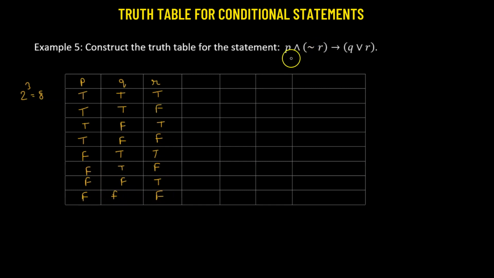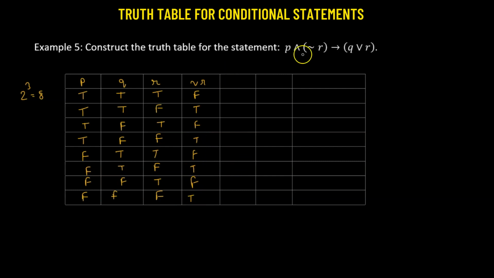Okay, let's begin from left to right. So we need to take care of the negation of R. All we have to do is flip the truth values for R. So we have false, true, false, true, false, true, false, true.